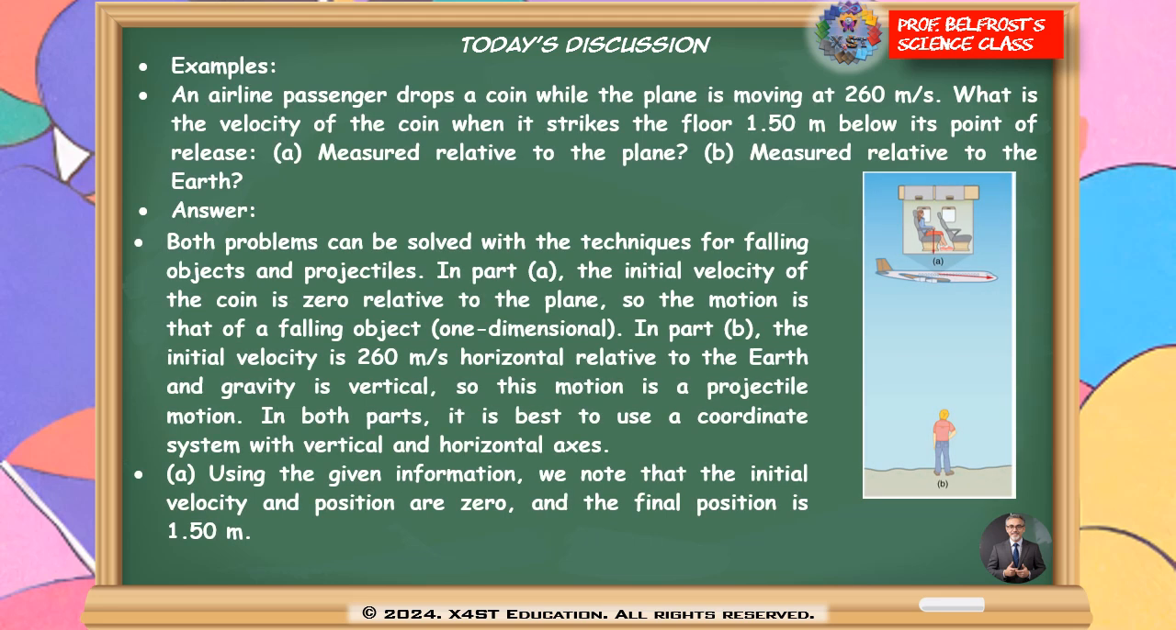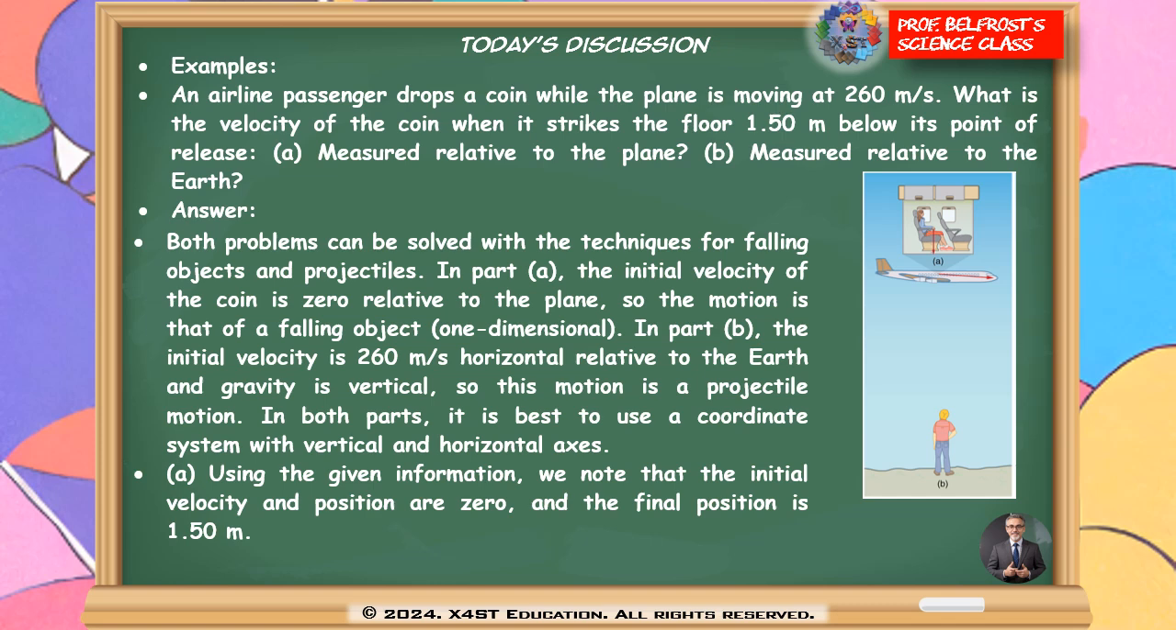So the motion is actually relative. Let's see how we can apply this concept to this example. Say that an airline passenger drops a coin and the plane is moving 260 meters per second. What is the velocity of the coin when it strikes the floor 1.5 meters below its point of release? We need to measure relative to the plane and also relative to the earth. For part A, the initial velocity of the coin is 0 relative to the plane, so the motion is that of a falling object in one dimension. For part B, its initial velocity is 260 meters per second relative to the earth horizontally.